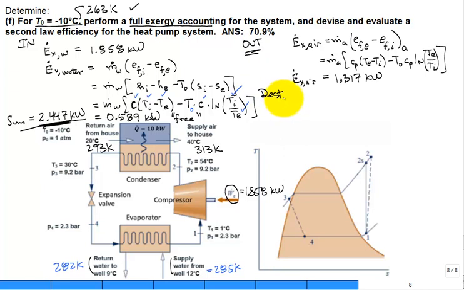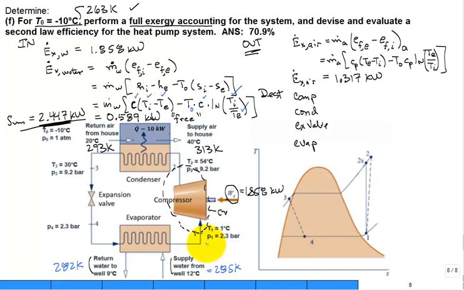So we have the destruction in each of these components. You can do compressor, you can do condenser, you can do expansion valve, and you can do evaporator. Probably easiest is the compressor. So we just take a look at the compressor. We do a control volume, and then you do an exergy balance for that control volume.